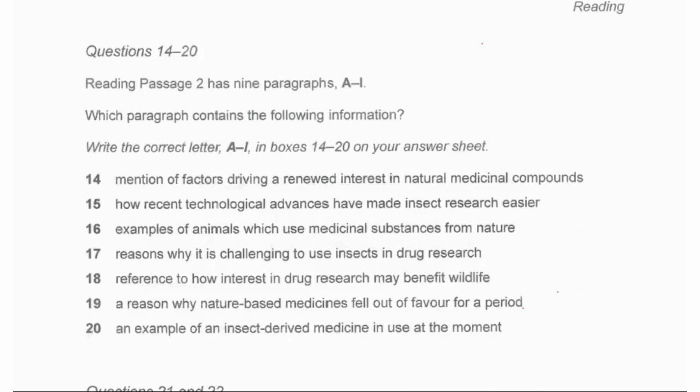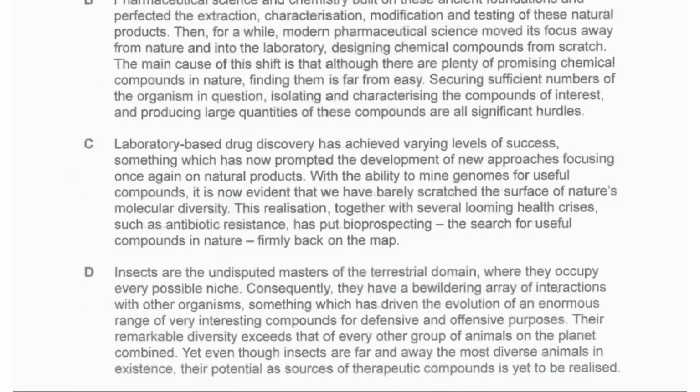So I've done number 14, mention of factors driving renewed interest in natural compounds. Hold on. Number 14 is matched to paragraph C. Factors driving renewed interest. Look at it. Laboratory-based drug discovery has achieved various levels of success, something which has now prompted the development of new approaches focusing once again. Can you see that? Focusing once again.